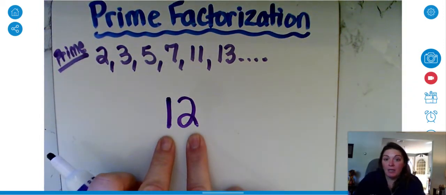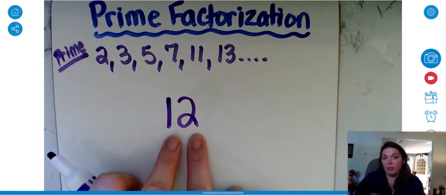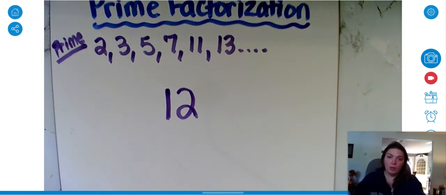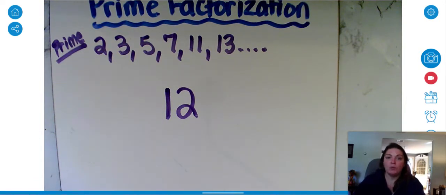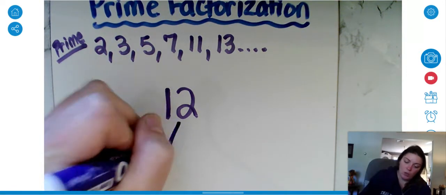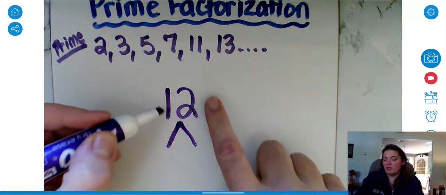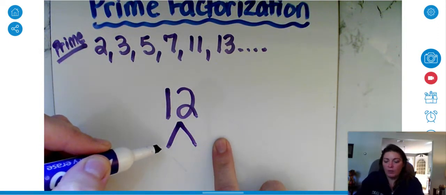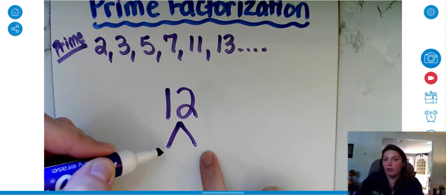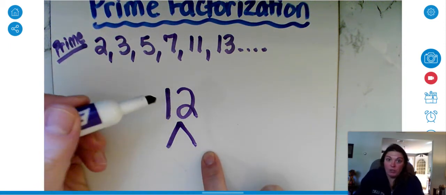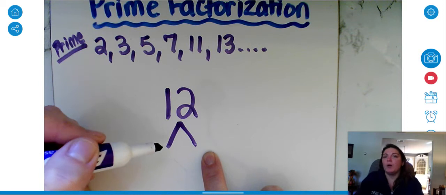12 is composite, which means it has more than just two factors. So we can break that number down. What multiplies to make 12? Prime factorization is all about multiplication and division. What numbers can we multiply to make 12? Well, we have a couple of options. We can have 1 times 12, but with prime factorization, that won't get me anywhere. If I break this down with 1 and 12, I still have a 12, which is where I started. So we're not going to use 1 in the number.